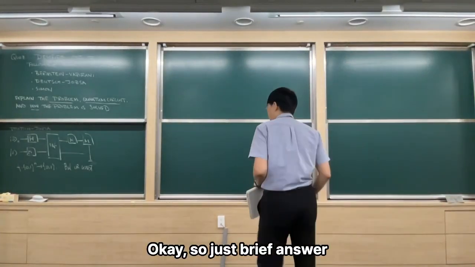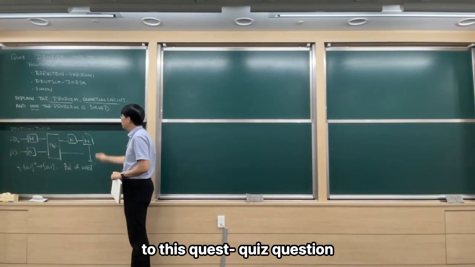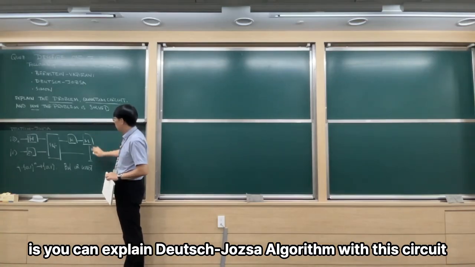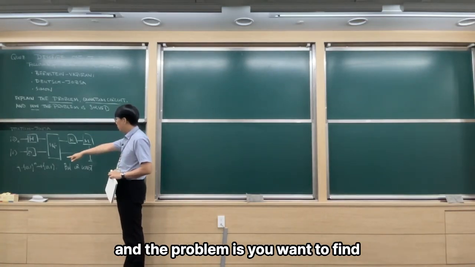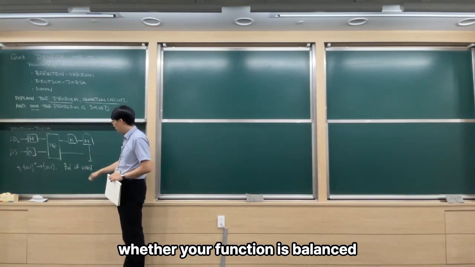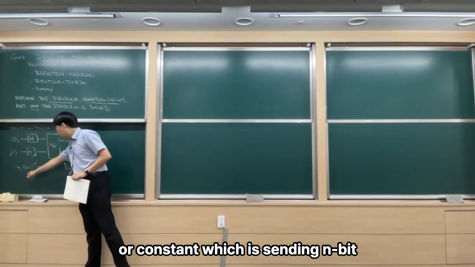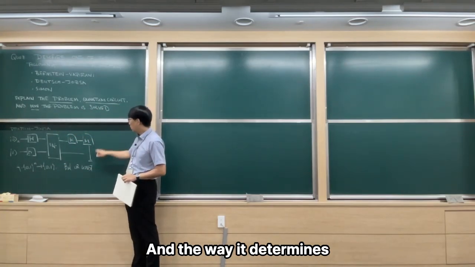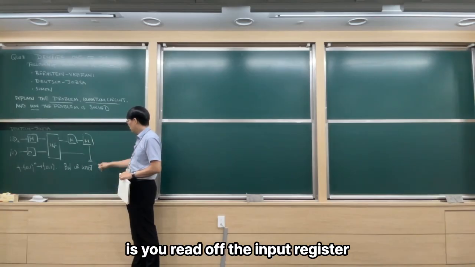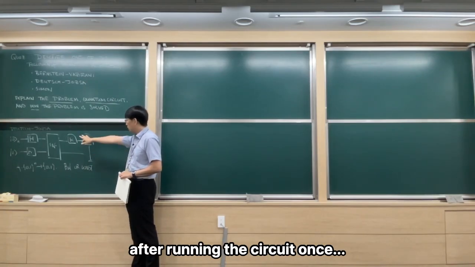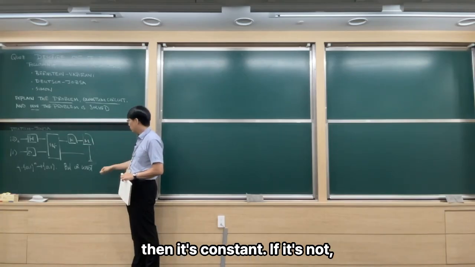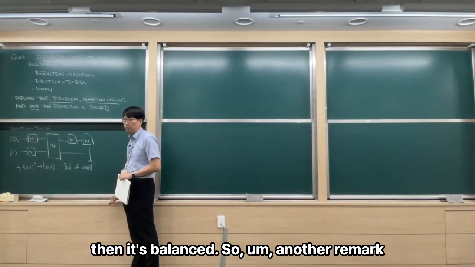Okay, so just a brief answer to this quiz question: you can explain the Deutsch-Jozsa algorithm with this circuit. The problem is you want to find whether your function is balanced or constant, where the function sends an n-bit string to a 1-bit string. The way it determines balanced or constant is you read off the input register after running the circuit once, and if all the measurement outcomes are 0, then it's constant. If not, then it's balanced.